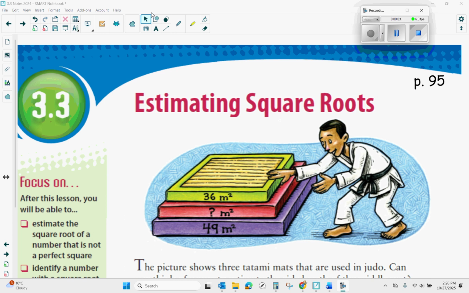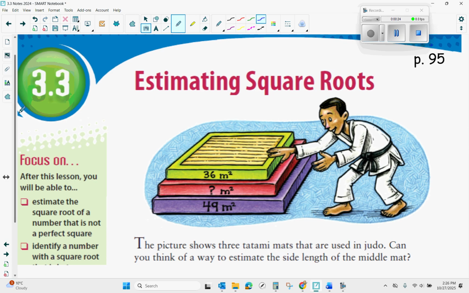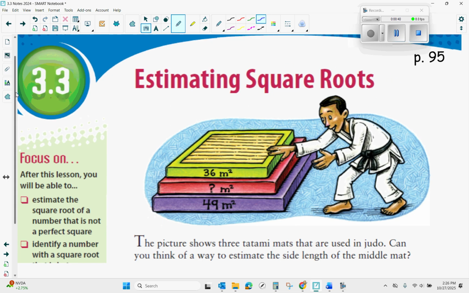Okay, folks, so today is our second look at section 3.3, which is on estimating square roots of non-perfect squares. We looked at this a bit yesterday. We used number lines to estimate, and we said that we wanted to be within 1/10. We wanted to make estimates in the 10th place is our goal in this section. Okay, so we're going to look at some examples again here today.